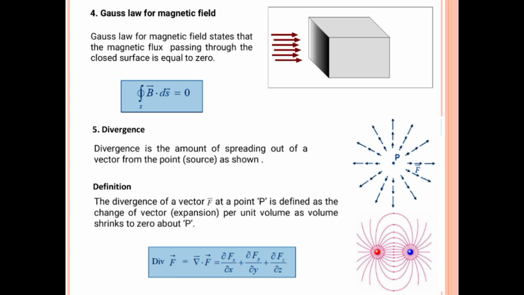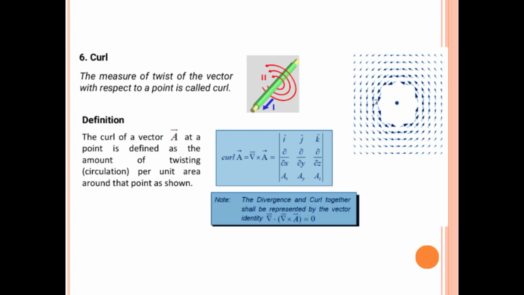That is divergence f, that is del dot f. We can write it for all the x, y, z axis. So ∂fx/∂x plus ∂fy/∂y plus ∂fz/∂z. The next law is a curl.